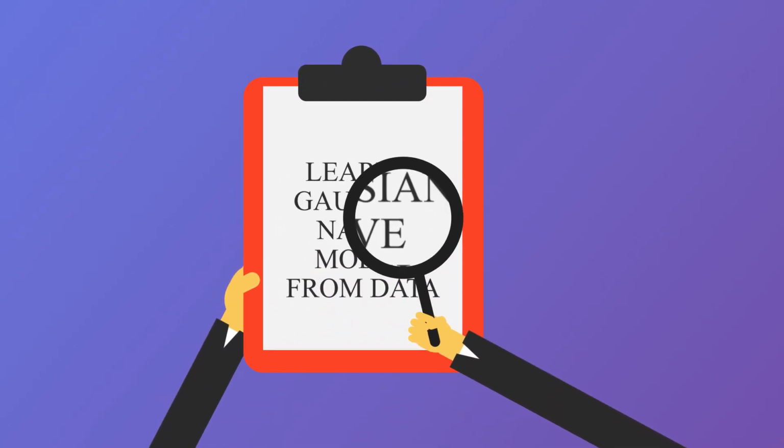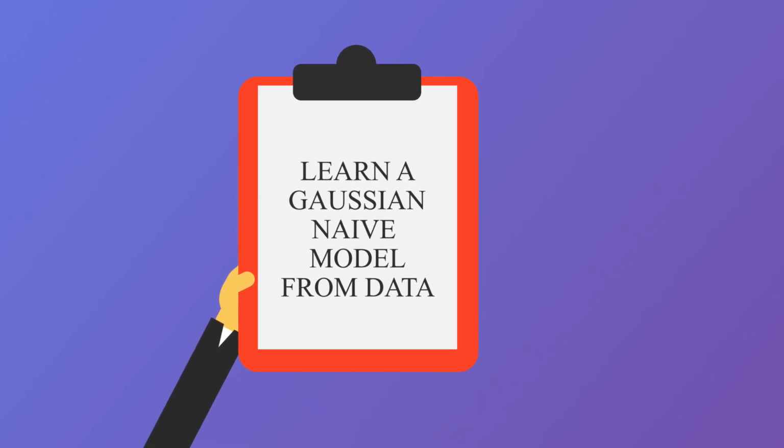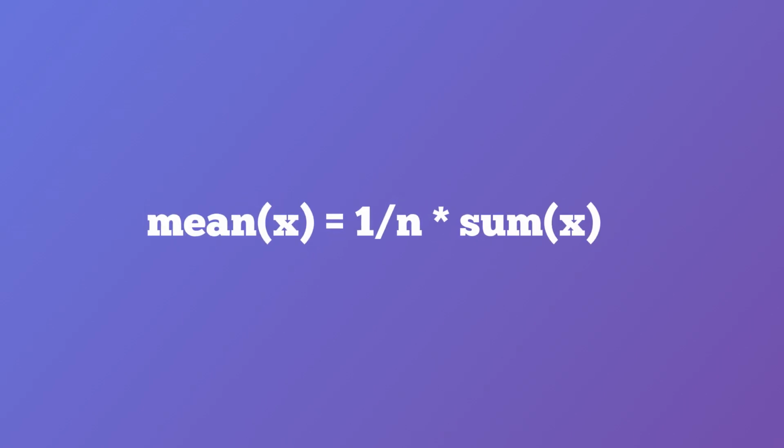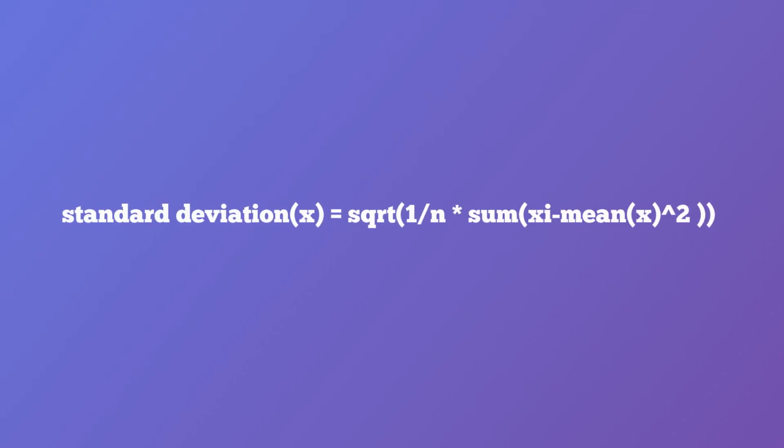This is as simple as calculating the mean and standard deviation values of each input variable, which is the x, for each class value. This is the formula for calculating the mean, where n is the number of instances and x are the values for an input variable in your training data. We can calculate the standard deviation using the following equation.